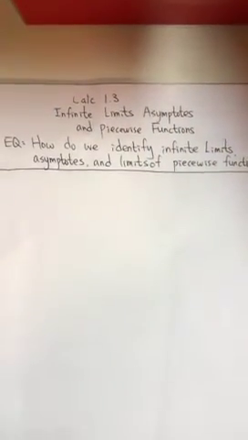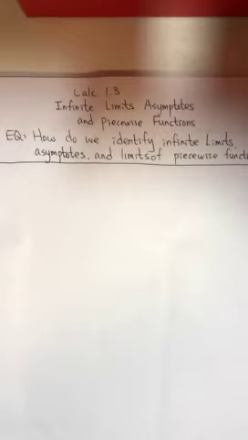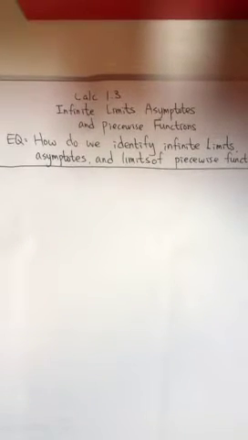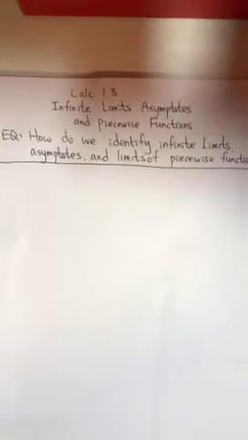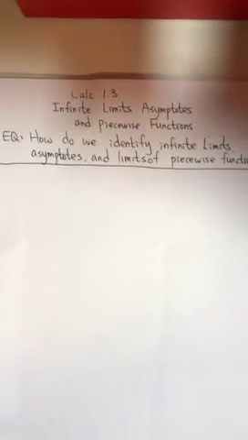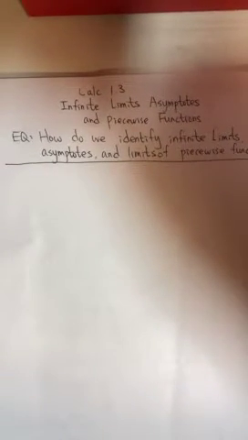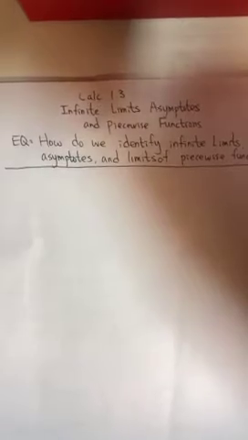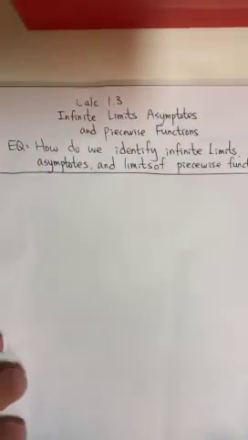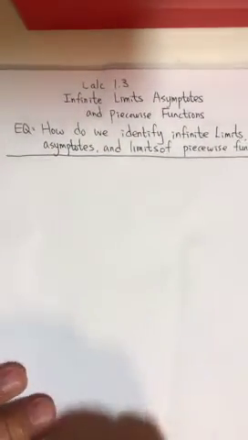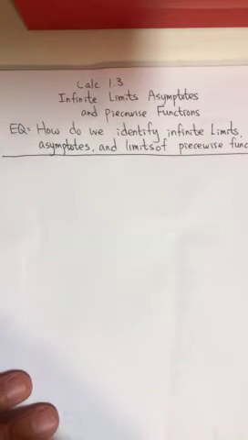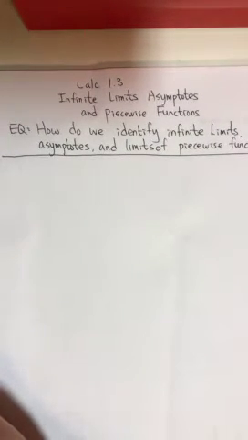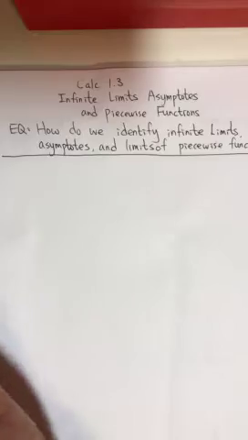Welcome to section 1.3, Infinite Limits, Asymptote and Piecewise Functions. So the essential question for this section is, how do we identify infinite limits, asymptote, and limits of piecewise functions? You might think that we already discussed this before. For the asymptote, you'll see the connections between the limits and the asymptote. Hopefully you will have a better understanding of our discussions from Algebra 2.